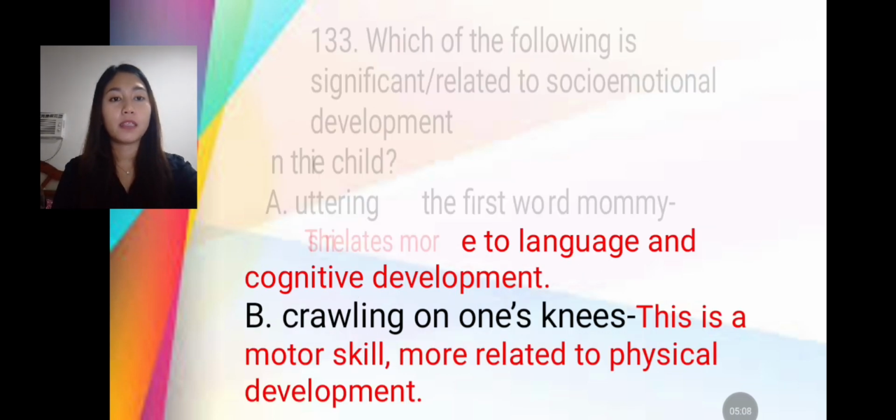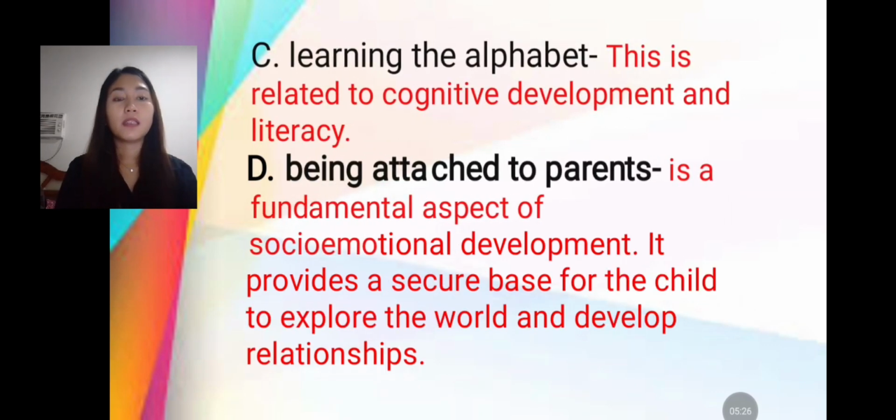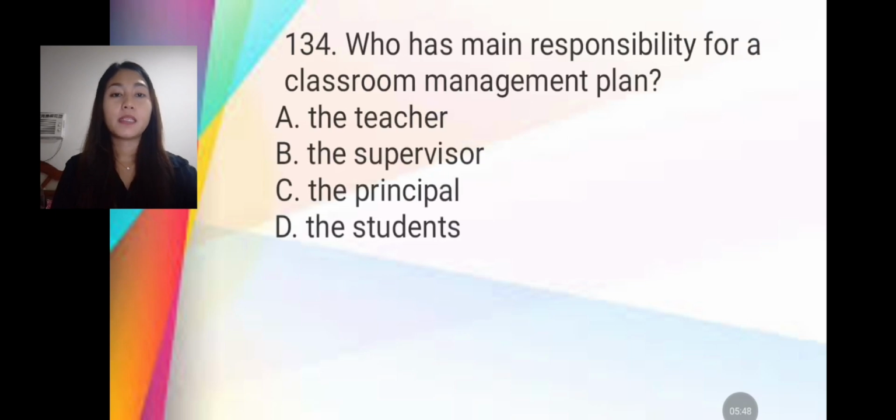So let's rationalize the other choices. Letter A, this relates more to language and cognitive development. While letter B, this is a motor skill more related to physical movement. Letter C, this is related to cognitive development and literacy. Well, the answer is letter D, being attached to parents. It is a fundamental aspect of socio-emotional development. It provides a secure base for the child to explore the world and develop relationships.